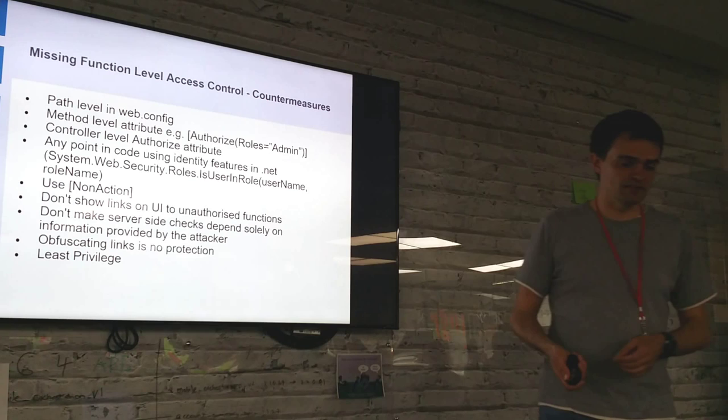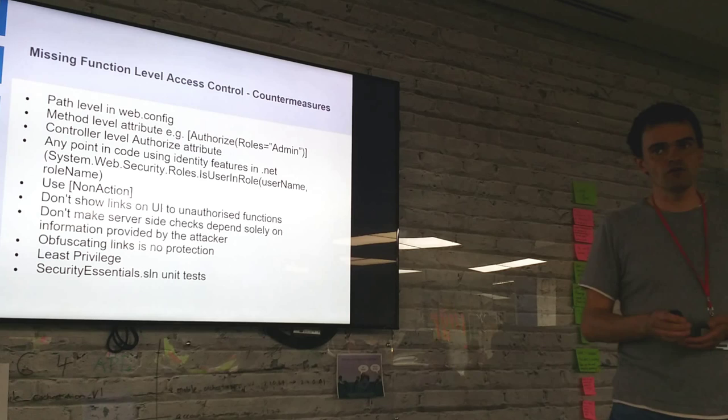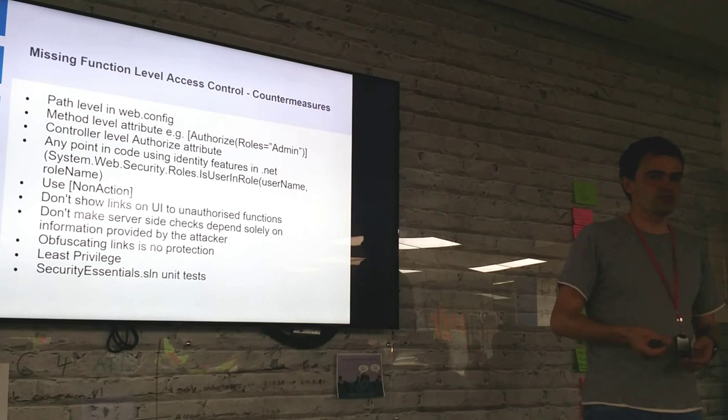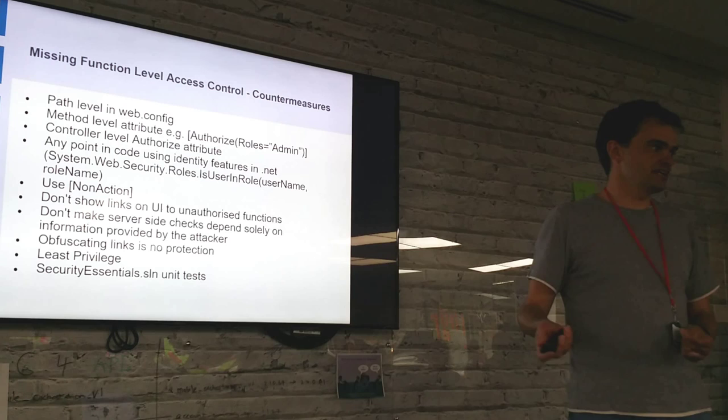So I didn't think you would be able to do this, but you can actually unit test this, that the right attributes are on the right methods. And this proves that you've got the right level of authorization on your system. So in the Security Essentials project, I do some unit tests that show how to do that. So if someone whips them off for whatever reason, you'll start getting failing tests, which I think is quite a useful feature.